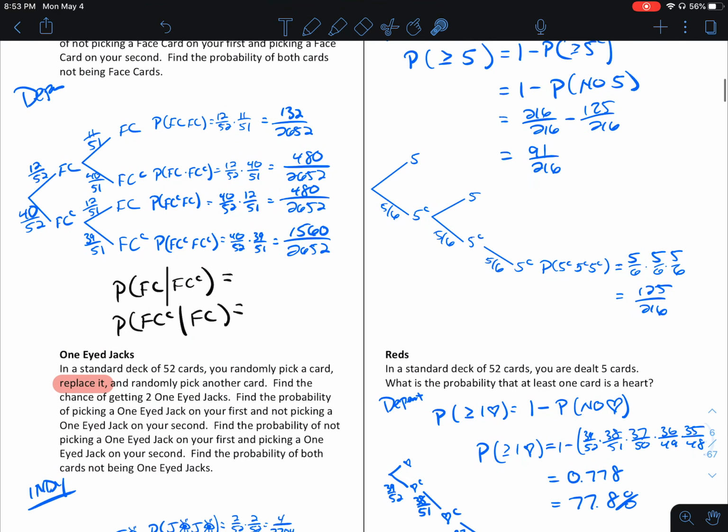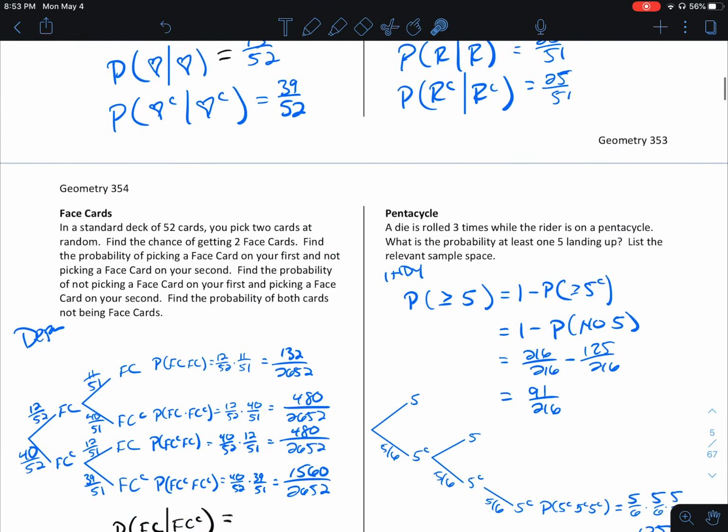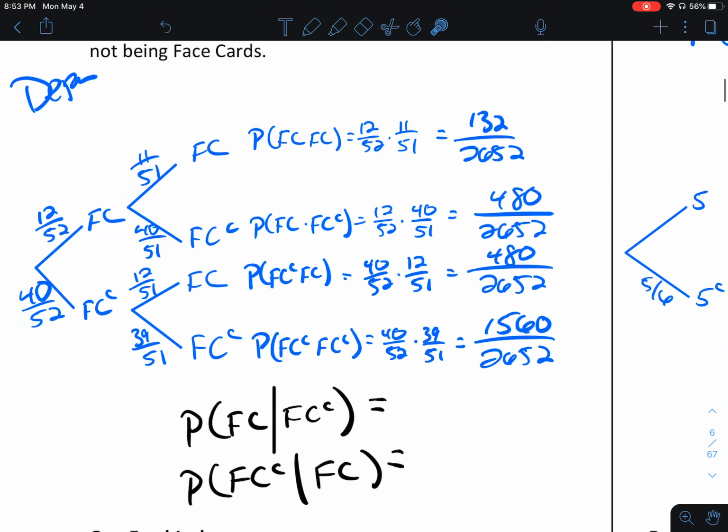See, I gave you just 2 more to do. Skip any other ones? 2 more to do. Given that we didn't get a face card, so that's this path, what's the chances that we get a face card? These are dependent events, so that's 12 out of 51. Notice how that's different than the first getting a face card.